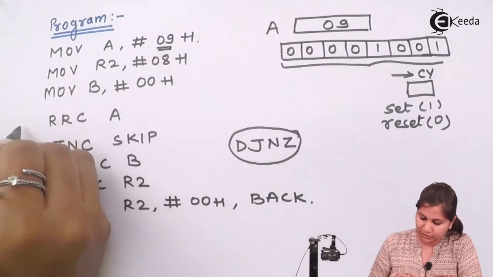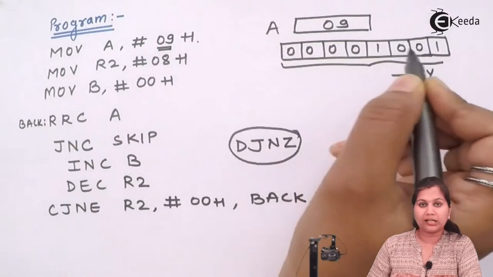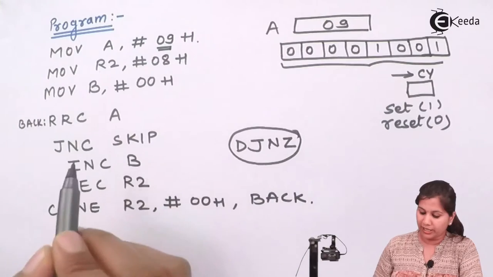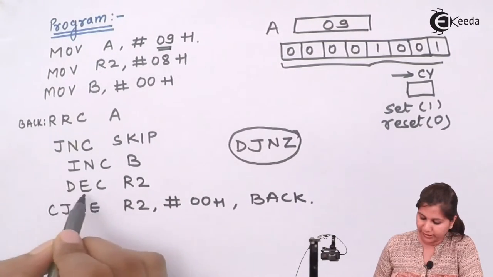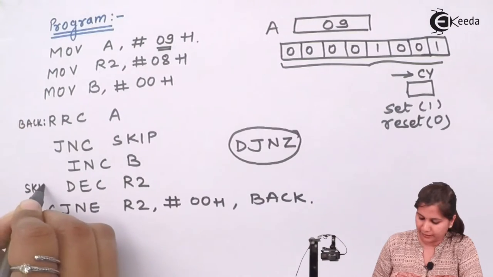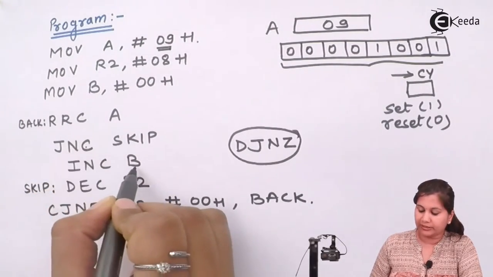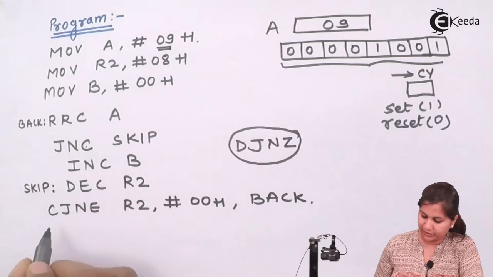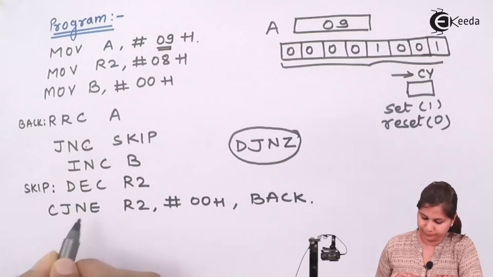So back is written here at RRC. Again rotate the contents of the accumulator, again check whether carry is generated or not. If carry is not generated, then skip to this step, directly decrement R2. If carry is generated, then increment register B. So this is CJNE, compare and jump if not equal.